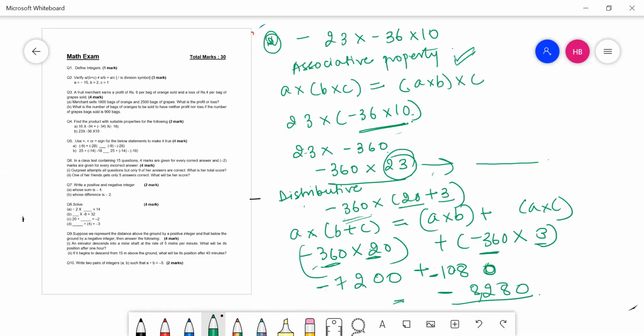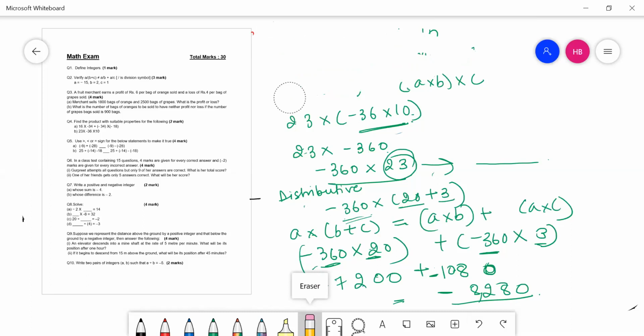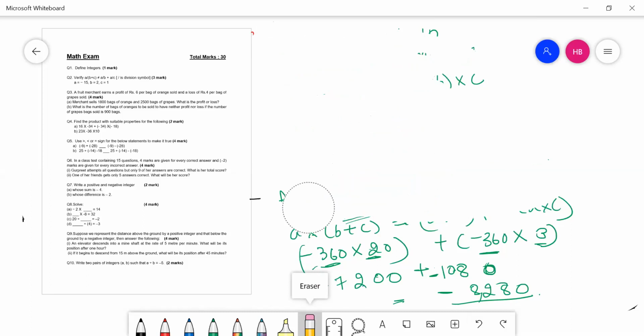Now let's move to the fifth question. So this is what we were doing: question number 4, the second part we have done. Now let's move to the fifth question. Yes. So here it is easy. You have to put the sign.